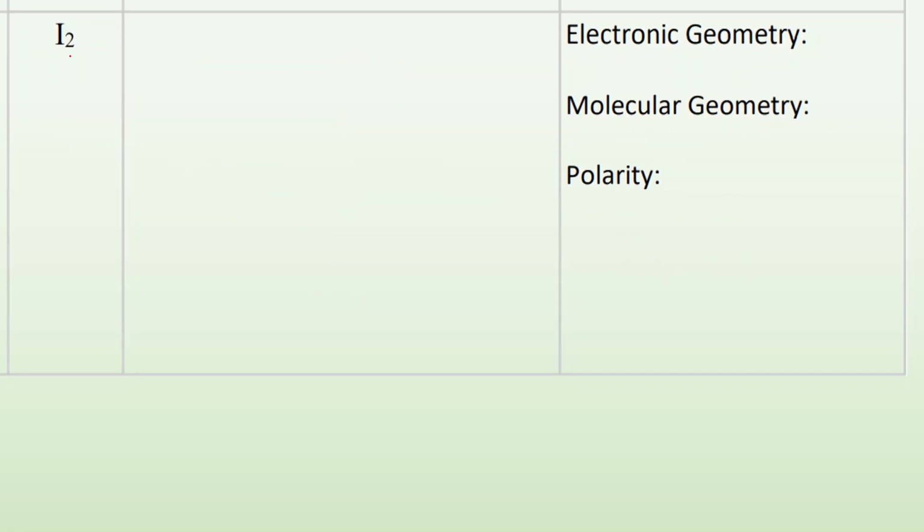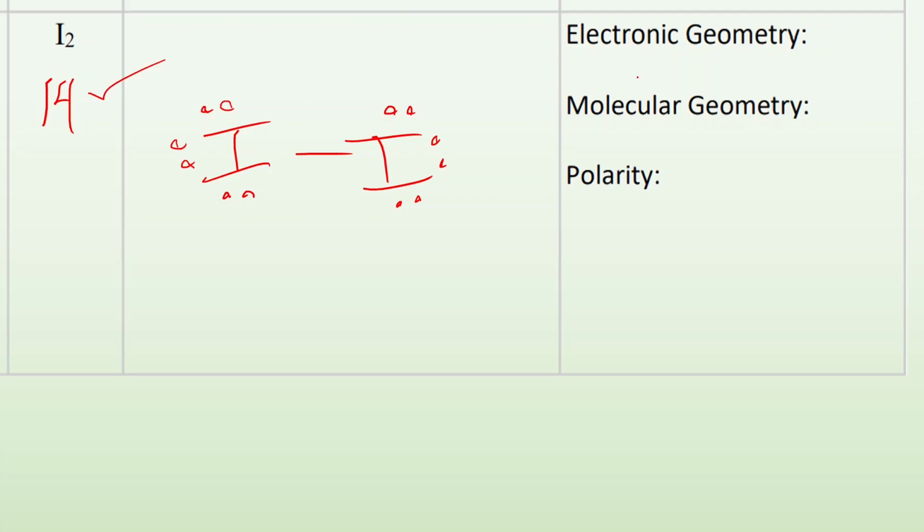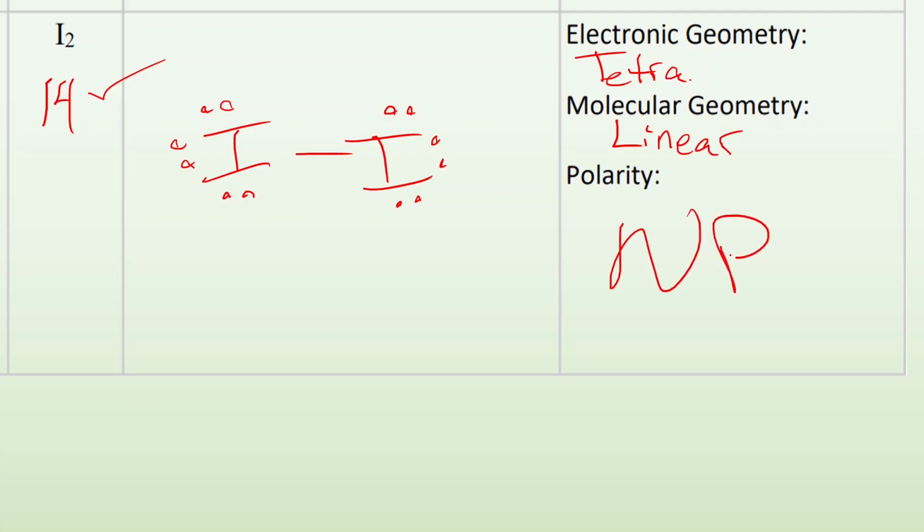All right, I2 has a total of 14 valence electrons, so I put iodine bonded to the other iodine. I finish the octet around them. And then when I do that, I will have placed all 14 of my valence electrons. The electronic geometry around either one of them is going to be tetrahedral because there's 4 domains. 3 of them are non-bonding, so the molecular geometry is going to be linear, and the polarity is going to be non-polar because we have multiple lines of symmetry.